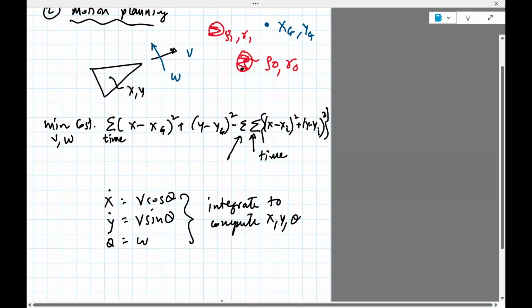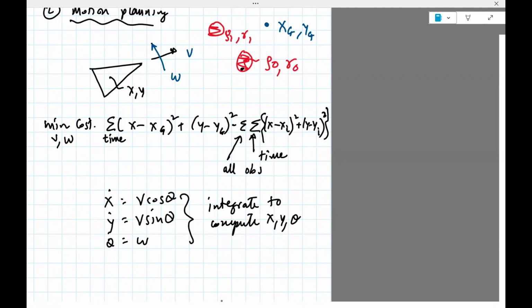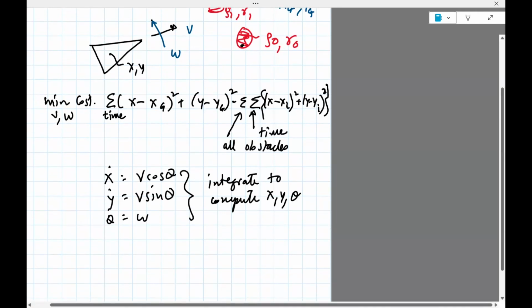Time, all obstacles. You could also do this: instead of specifying it this way, you could specify 1 divided by that. That way it's going to go to infinity, right? It's up to you. You could try anyway. So this is an unconstrained method of figuring out how to solve this.